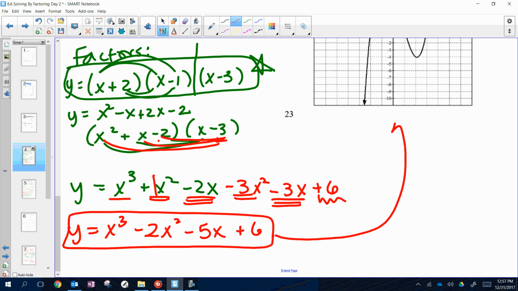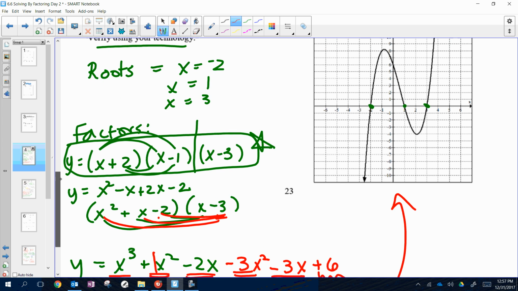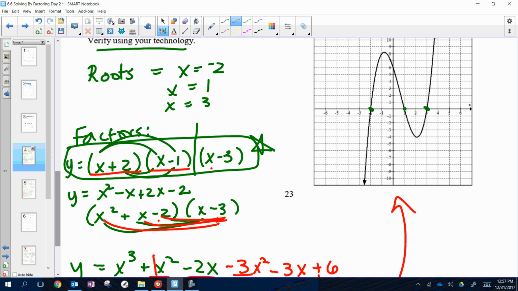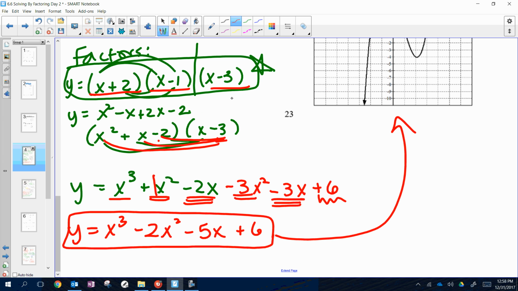That, if I graphed it, would be the graph that I was looking for. So the equation can be written in factored form, or multiply it all out and get standard form.